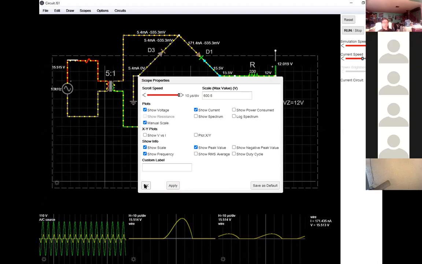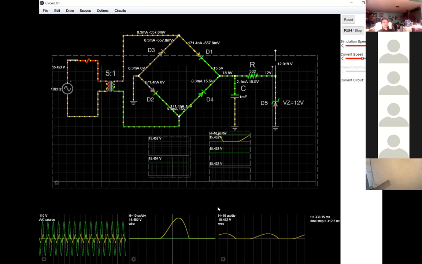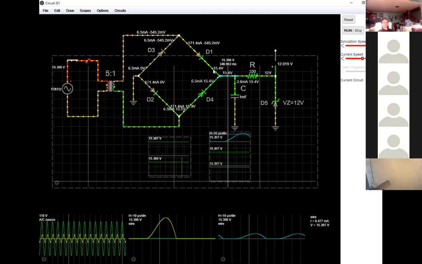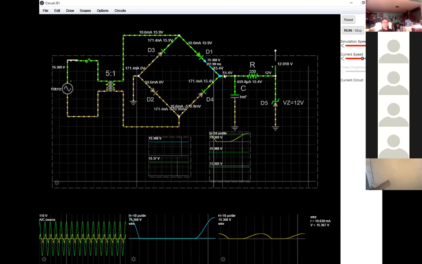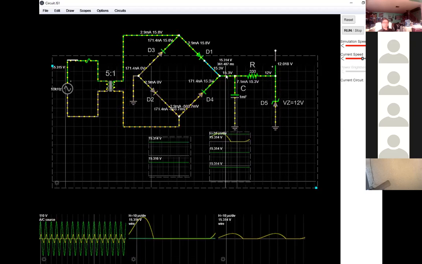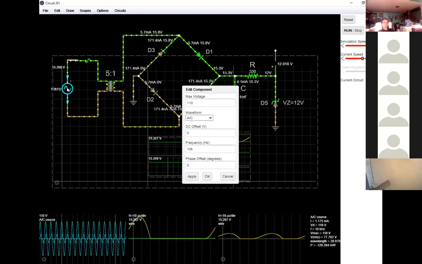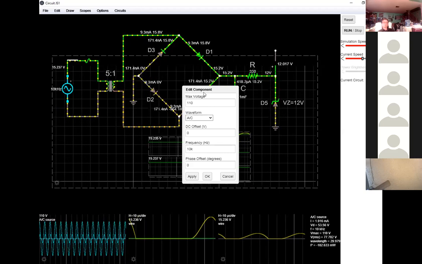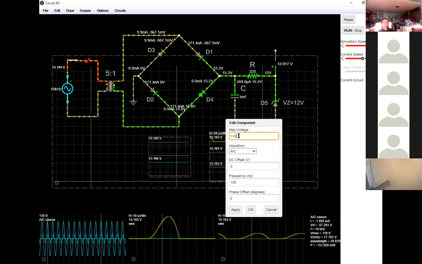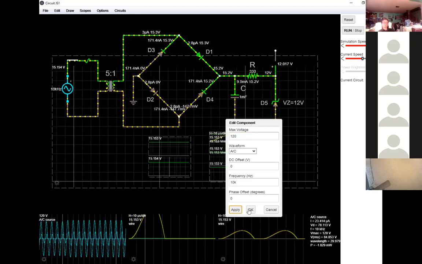What program is this? It's called Falstad. The milliseconds time is... What's the amplitude of your signal source? Is that RMS or peak? Let's see here.